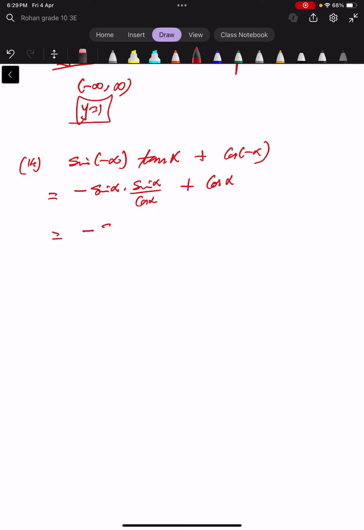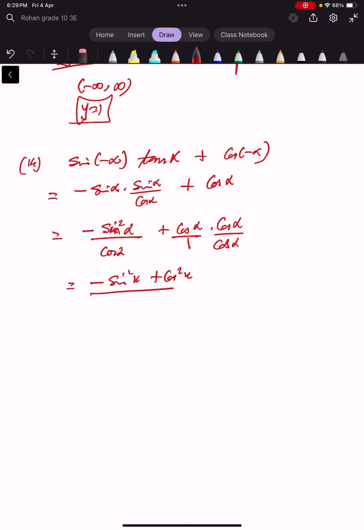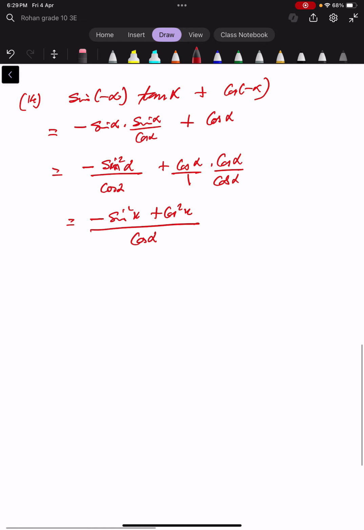So what will we be left with? Minus sin squared alpha upon cos alpha plus cos alpha. So you have to multiply that by cos, so that becomes cos squared. So it's minus sin squared alpha plus cos squared alpha. That's it? You can't do anything more because of the minus. Yeah, I'm understanding. Next.